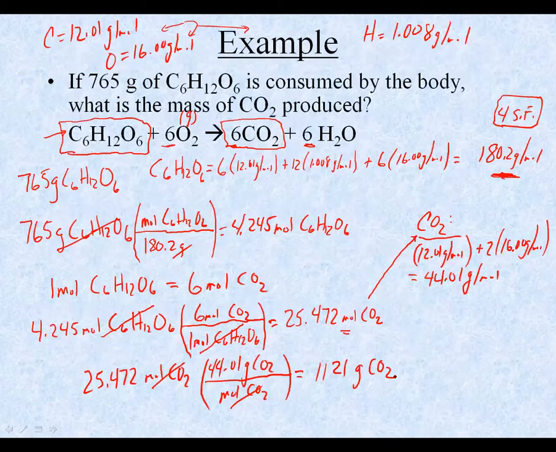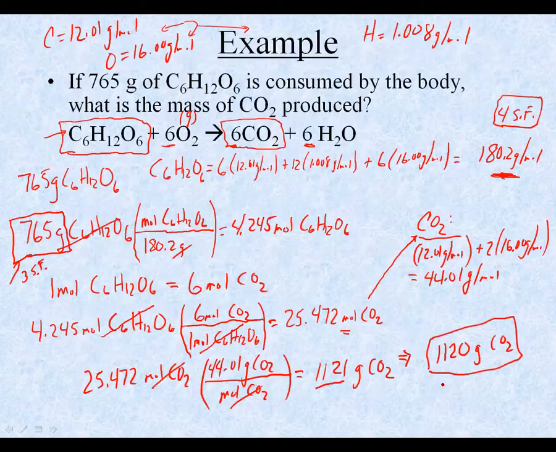In terms of significant figures, the only number that we had to begin with was this number right here, and that is 3 sig figs, which means technically speaking, our answer here should become 1120 grams of CO2. Or again, you could write in scientific notation 1.12 times 10 to the 3. So that's another way you could write it. And that would give you the right number of significant figures in this case.